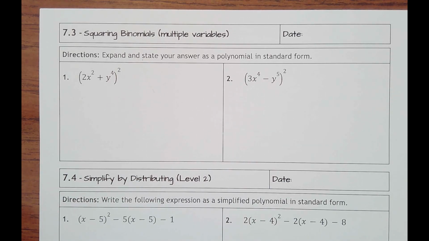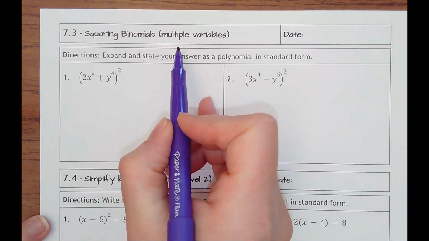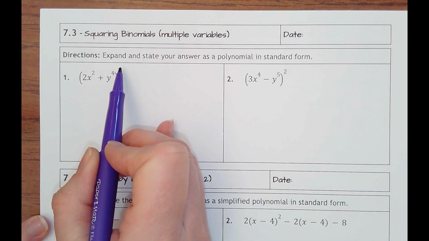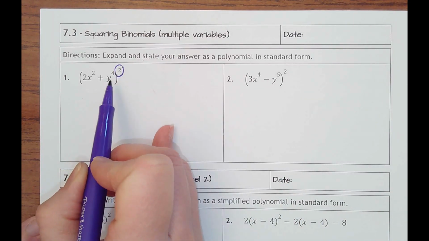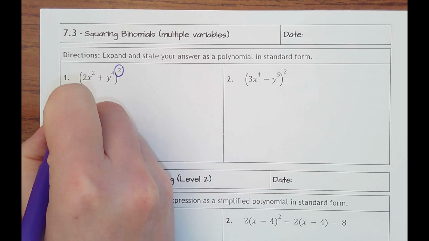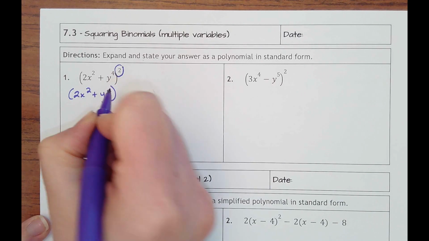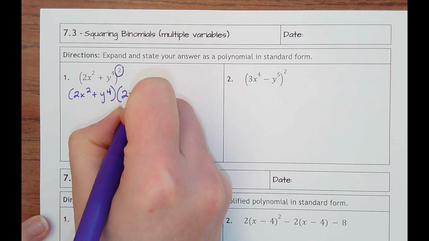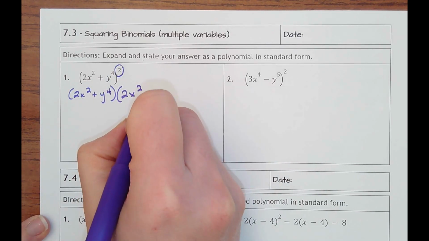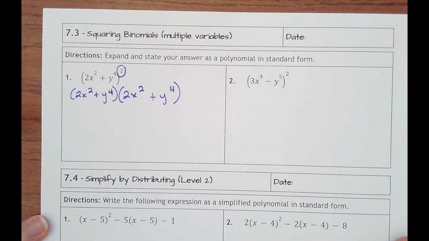Lesson 7.3 is squaring binomials with multiple variables. So we've already talked about what happens when we have something squared. That means it's this times itself. These would probably be best to write out twice, but you can still definitely use the shortcut. I've been teaching you how to do this in your head as well. But I'm going to write it out to help.